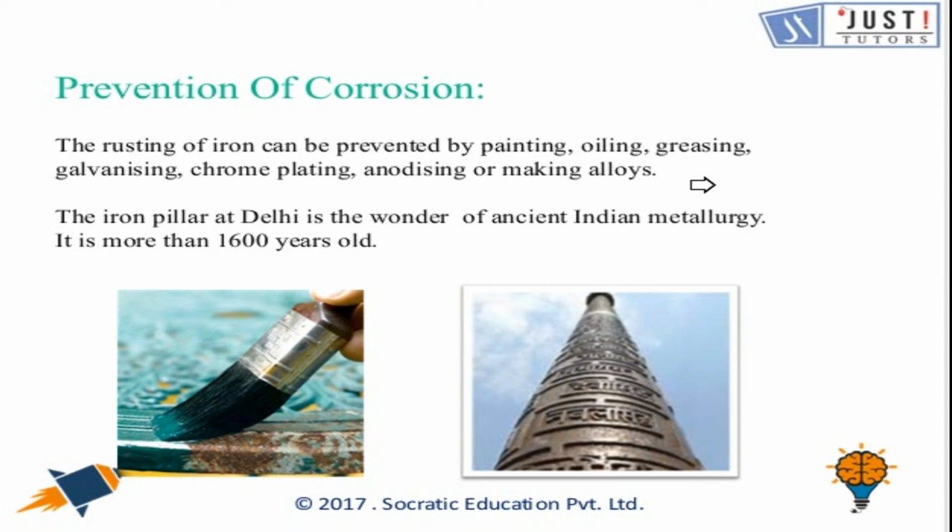Now we have the iron pillar at Delhi. It is a wonder of ancient Indian metallurgy, as it is 1600 years old, and they had developed a process which prevents the iron from rusting. The method used is the alloying of various metals along with the iron to build this masterpiece.